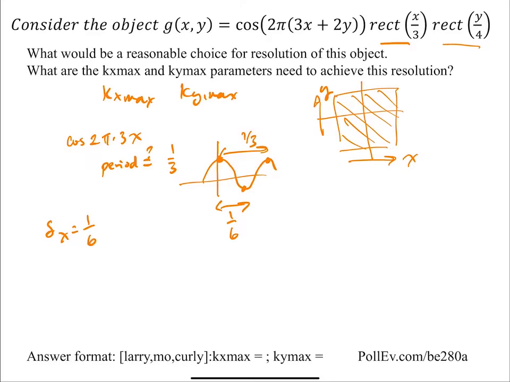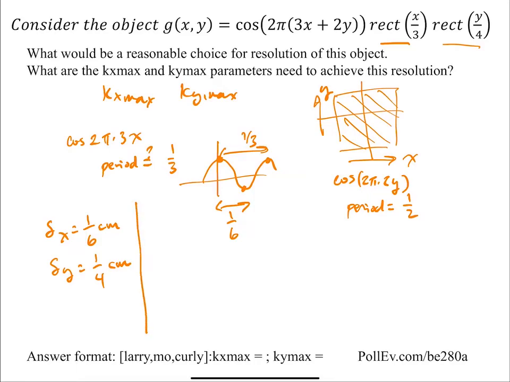Similarly, if I have cosine 2 pi 2y, what is that period? 1 over 2. So I would want delta y to be half of that, so 1 over 4. This is in centimeters now. Everyone okay with that? I basically have these cosines, and I want to sample them, and that tells me what my desired resolution is.